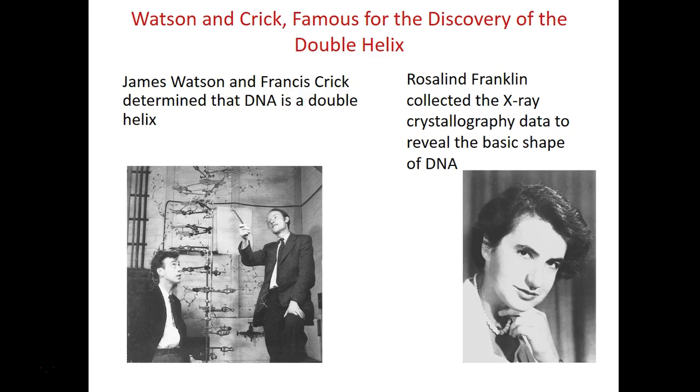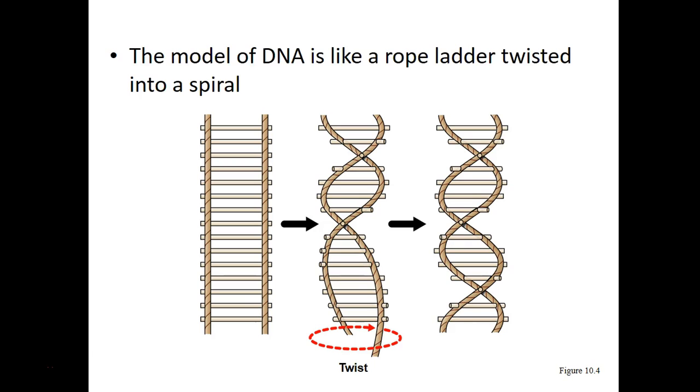Now, it took quite a lot of research to figure out the double helix structure of DNA. Pivotal to that was the X-ray crystallography data that Rosalind Franklin took, and James Watson and Francis Crick were actually the first to construct a correct working model. Now, the model of DNA is a bit like a rope ladder that's been twisted into a spiral. So if you imagine on your rope ladder, the rope would be your repeating sugar phosphate backbone, and the rungs of the ladder are your A's and T's and G's and C's.